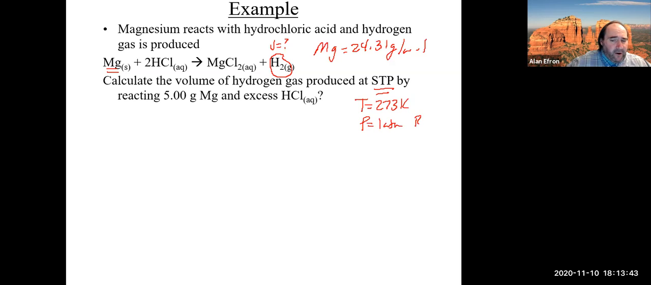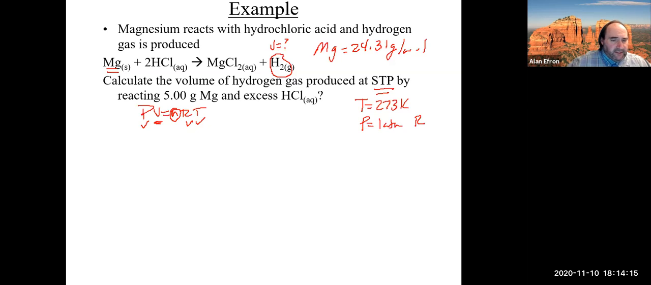Again, you always have R given to you. So if we think about our PV equals nRT, we obviously have pressure and temperature. We are looking for the volume. We do have R, and the only thing we would be missing here is n, the moles of the hydrogen gas. So we need a way to get to moles of hydrogen gas, and that is where our grams of magnesium are going to come into play in stoichiometry.